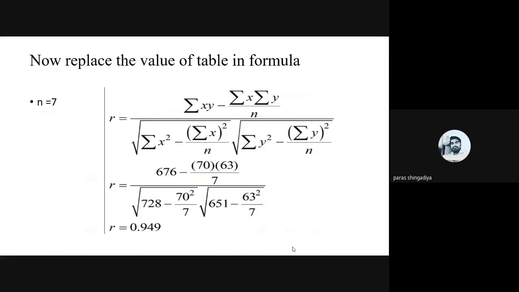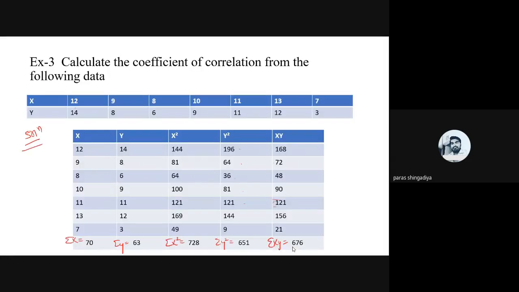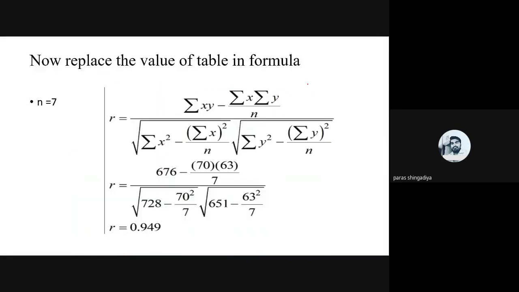And now check the answer. So how many data are given? n is equal to 7. Seven pairs are given in the table: 1, 2, 3, 4, 5, 6 and 7. So n is equal to 7.